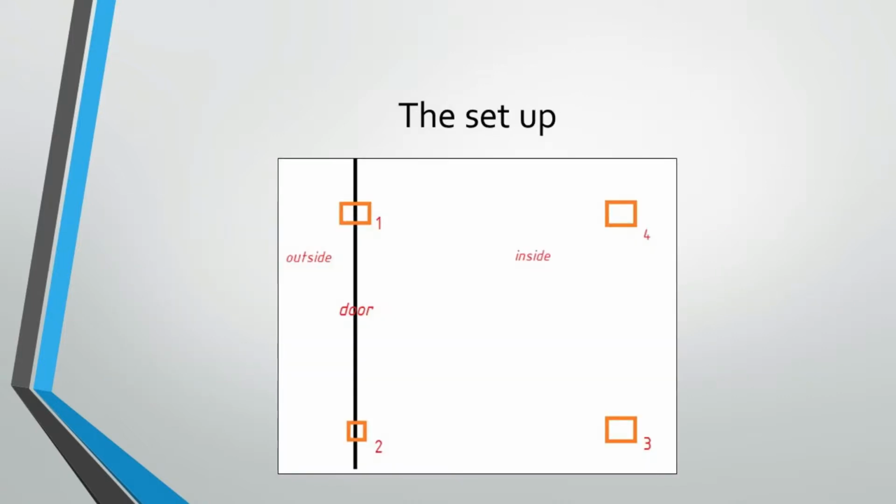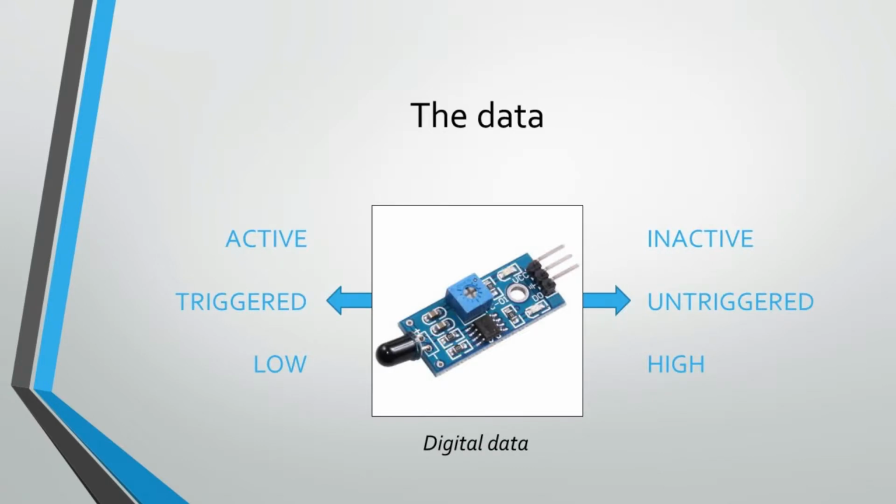And here's the setup. I have drawn it in a diagram so you can actually see it. There will be two sensors at the door and two sensors inside, and I will talk more about how these sensors work in the next few slides.